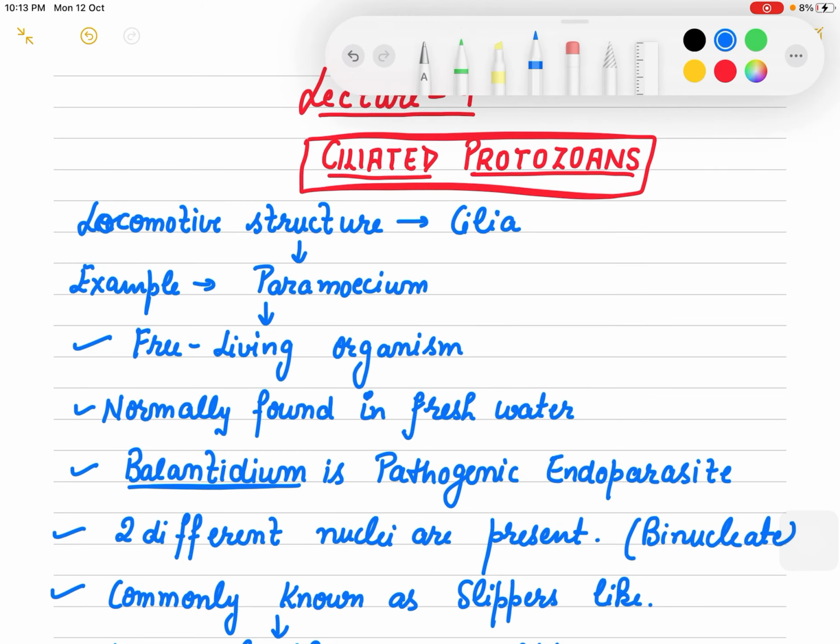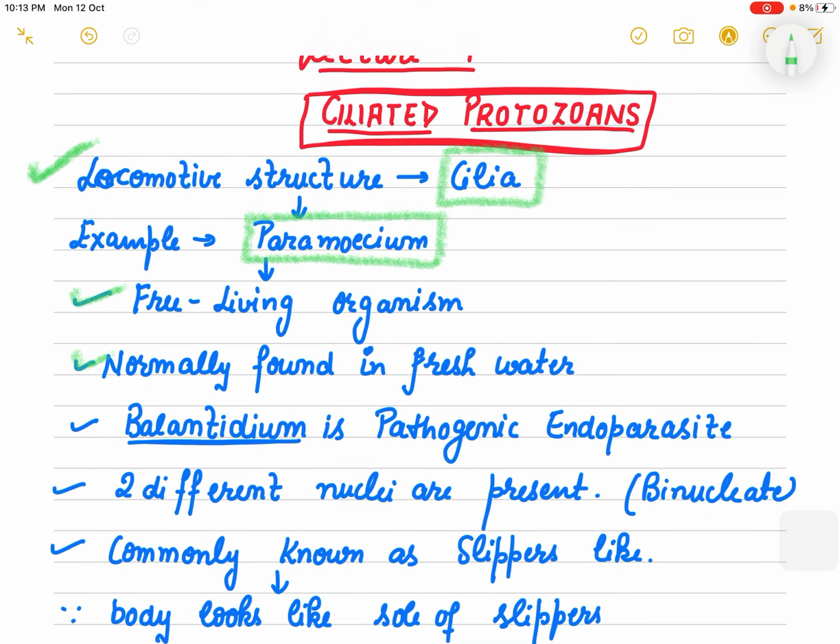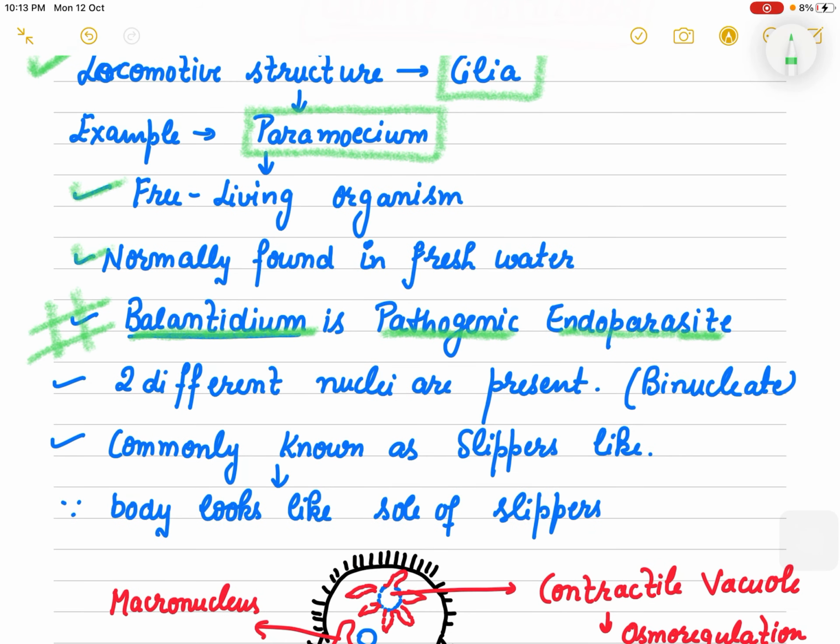And when we say ciliated protozoans, as you can see, the locomotive structure is cilia, right? For their locomotion, the structure used by them is cilia. A very famous, very common example which we know is the paramecium. It is a free living organism normally found in fresh water. One of the ciliated protozoans which is pathogenic and an endoparasite is Balantidium, right? So please note down separately that Balantidium is a pathogenic endoparasite.